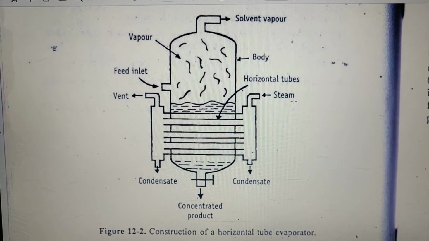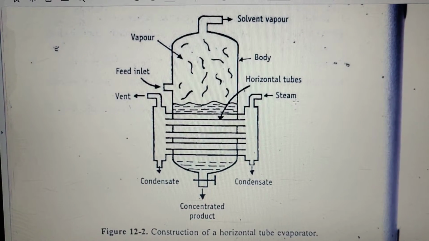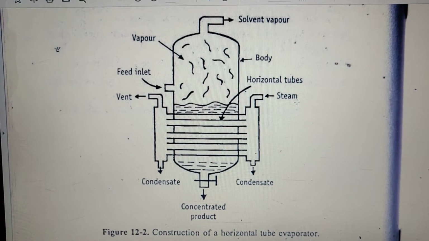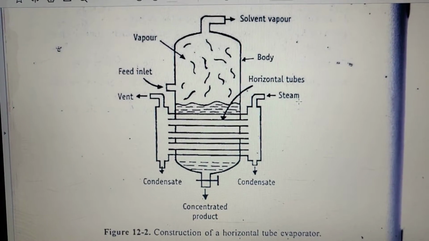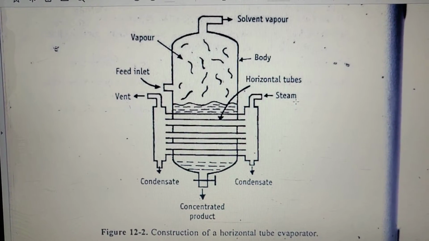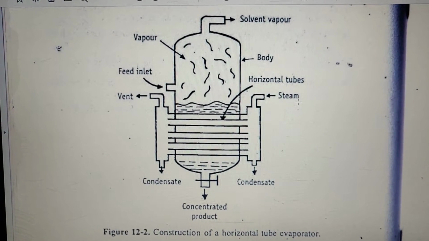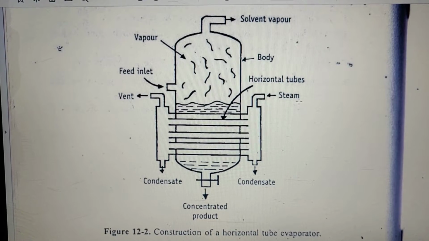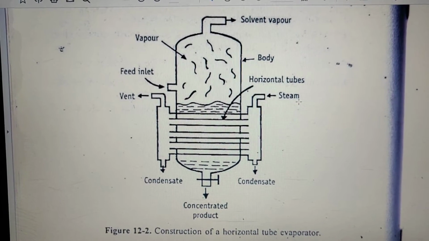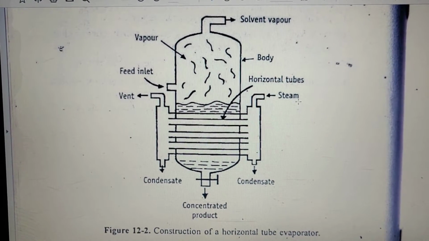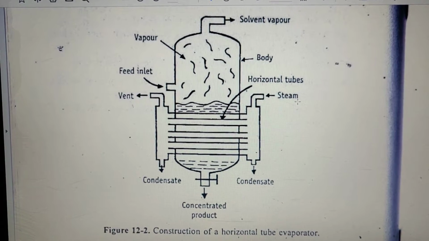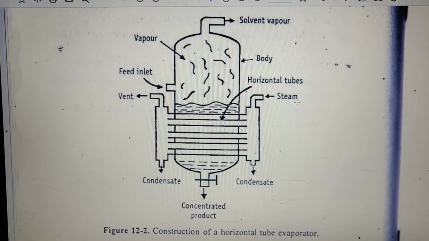So you will put the solution, or whatever extract it is, from which you have to remove the residual or extra solvent. In that you have to dip these horizontal tubes through which you will pass the steam. So what is the principle of this? The principle is that horizontal tubes are immersed in the solution from which you have to vaporize or evaporate the liquid.